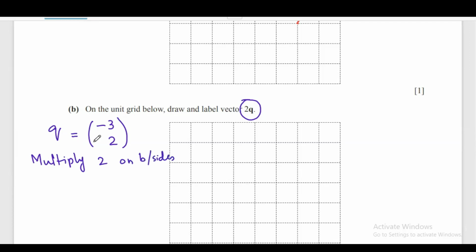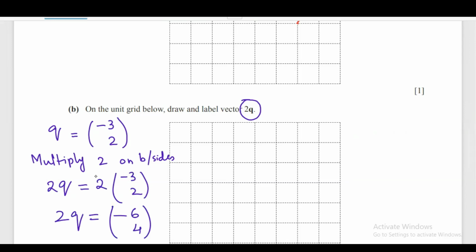When we multiply 2 on both sides, it will be 2q, and it is twice of the vector -3, 2. For simplification, we have to multiply -3 with 2 and 2 with 2. So we will get -6 and 4. This is twice of q. So now draw twice of q.